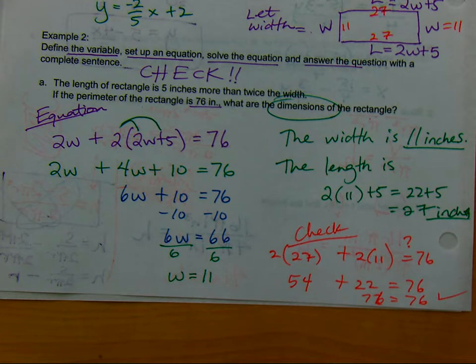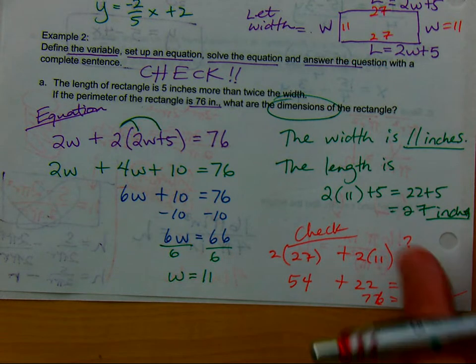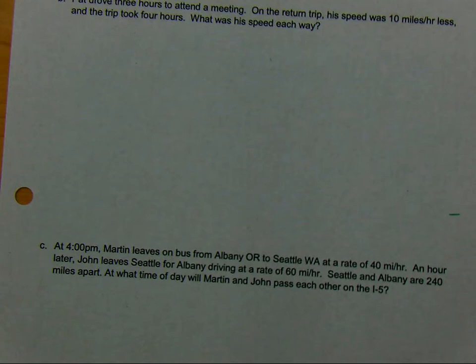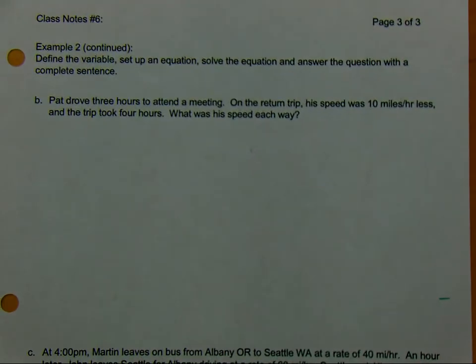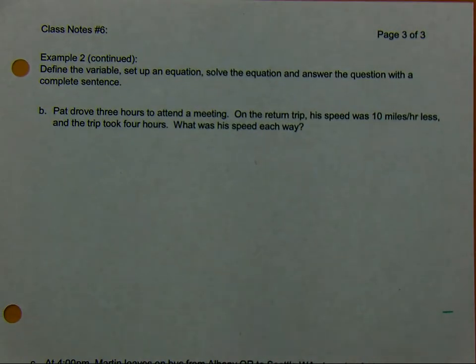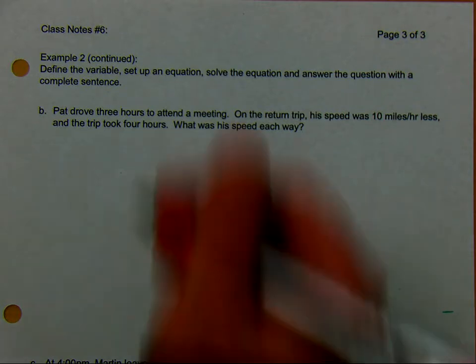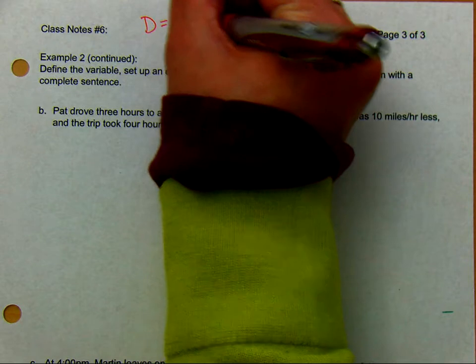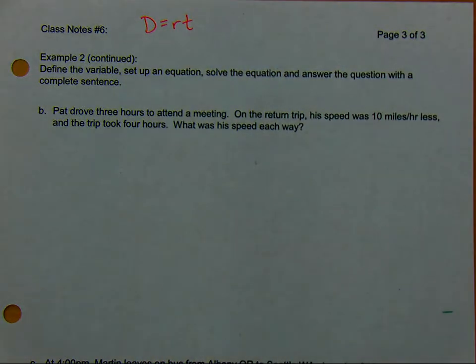Okay. Any questions on that one? Let's go on to the next two problems. So these problems are dealing with a formula that you were originally manipulating, and that was distance equals rate times time. So D equals rate times time. Let's think about this in our real lives. If you were driving on the freeway at 60 miles per hour, and you did that for 2 hours, how far would you have driven?